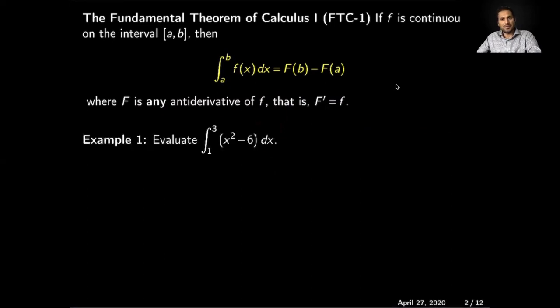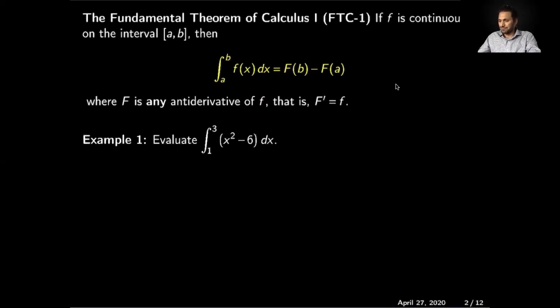So let's say you want to calculate this integral from 1 to 3 of x squared minus 6. How do we calculate the definite integral, or the net change of the function x squared minus 6, from 1 to 3? First, we have to calculate the antiderivative. If you are not familiar with the antiderivative, please watch this video before, on how to calculate the antiderivative of a function, especially a polynomial or a constant function, and then come back to this video.